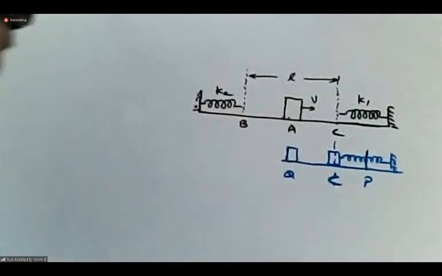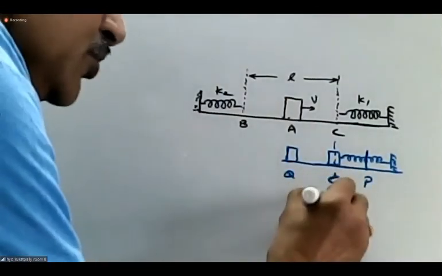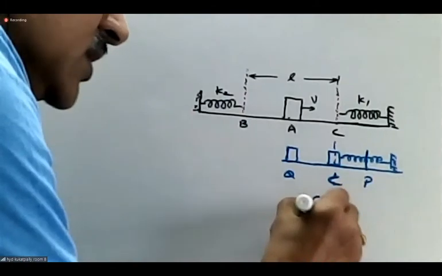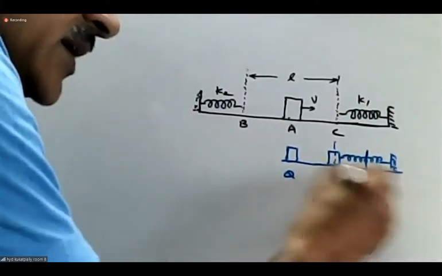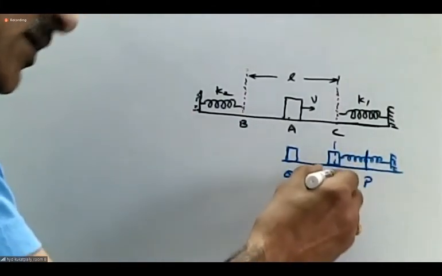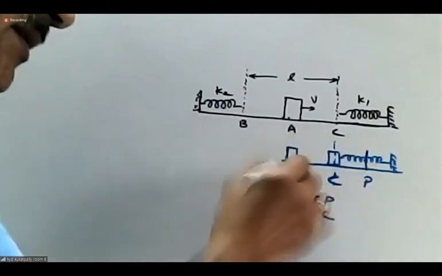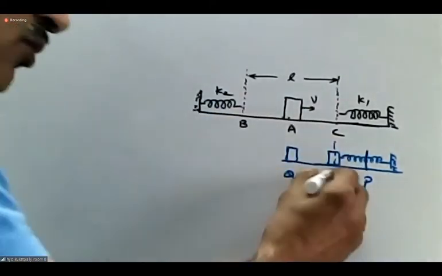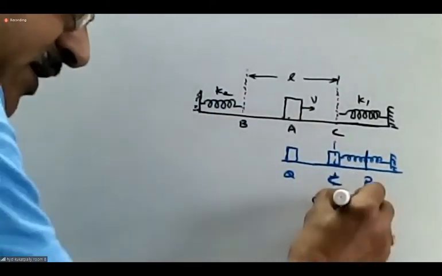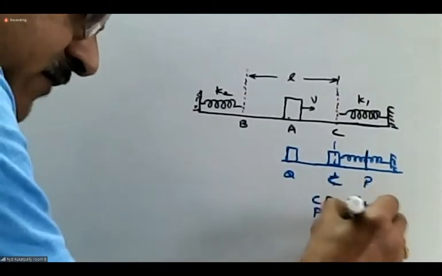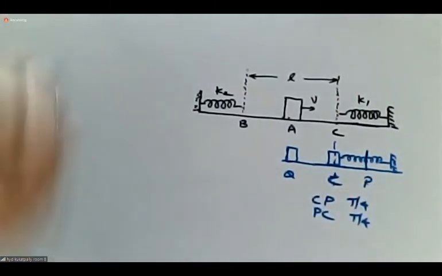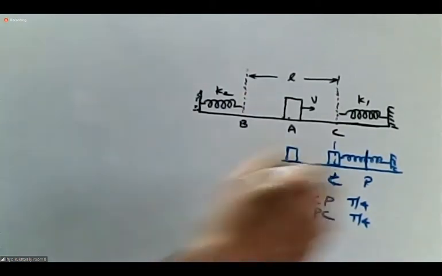When it is not attached, what happens? C to P as well as P to C. Up to this only it is attached to the spring. After that, C to Q, the spring is separate, the block is separate. So C to P, P to C, time period here T by 4, T by 4. Time period will be T by 2.